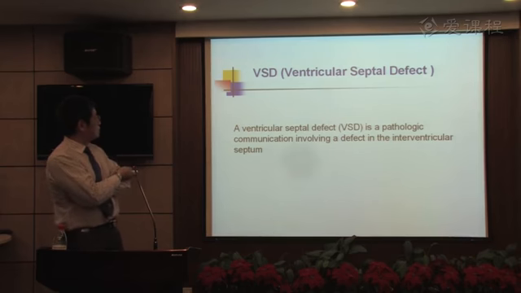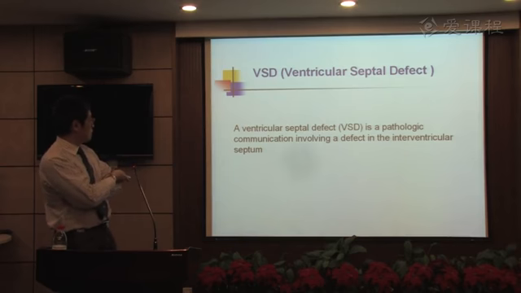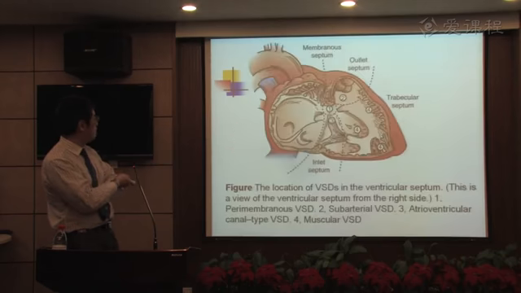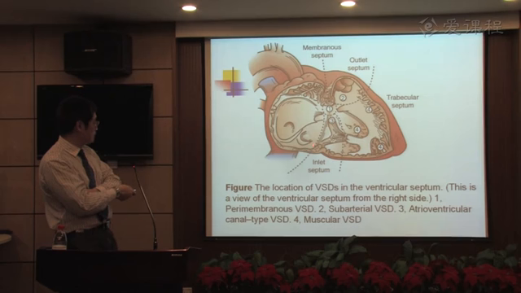Next topic is VSD, the ventricular septal defect. VSD is a pathologic communication involving a defect in the interventricular septum. This figure shows the location of the VSDs, 1, 2, 3. 1 means the perimembranous VSD location here. The second one is the subarterial VSD, like here. And here is the atrioventricular canal type VSD. And this one is the muscular VSD.